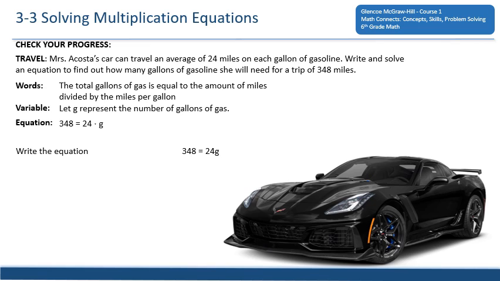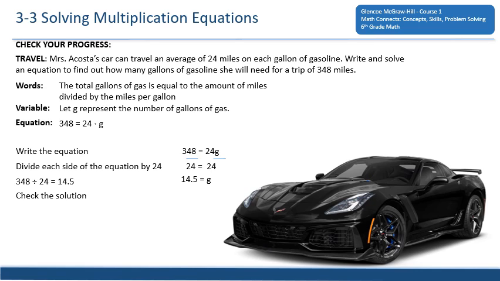With the equation 348 equals 24G, 24 miles per gallon. Divide each side of the equation by 24. 348 divided by 24 equals 14.5. So yes, you get 14.5 gallons. 348 equals 24 times 14.5, and that works.